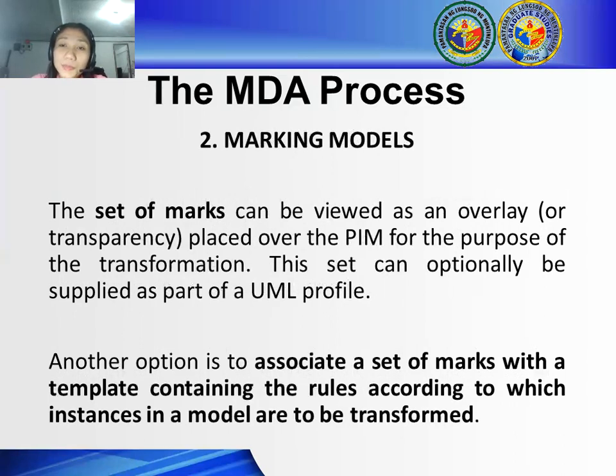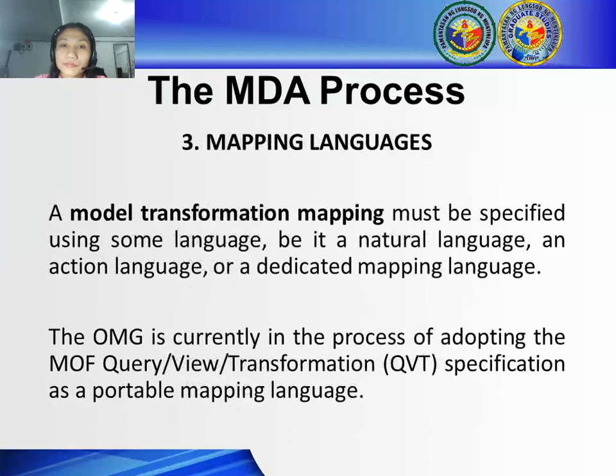The rules can specify which values in the source model can be used to fill the parameters of the template. Third is mapping languages. A model transformation mapping must be specified using some language, be it a natural language, an action language, or a dedicated mapping language. The OMG is currently in the process of adopting the MOF specification as a portable mapping language.